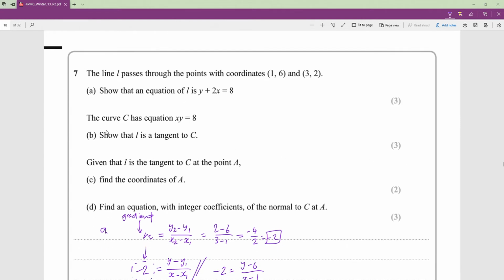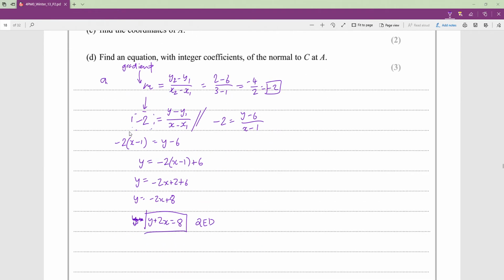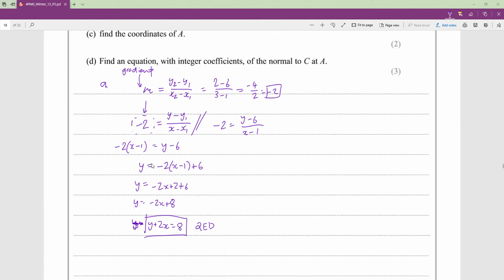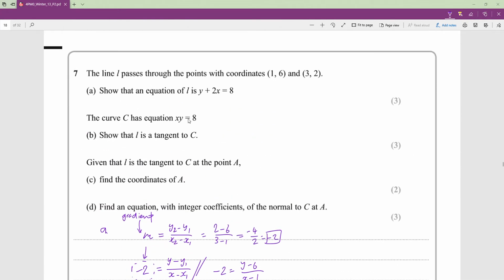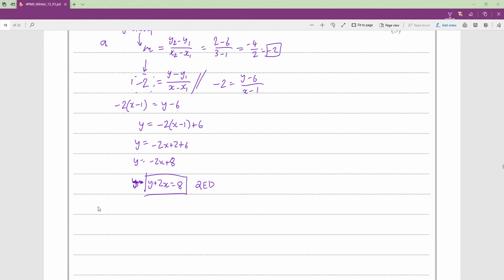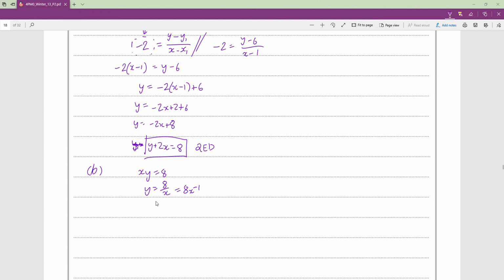Okay, so to show that L is a tangent to C, you would first want to show that at the point they intersect, they have the same gradient. So if xy is equal to 8, then y is 8 over x, or 8x to the power of negative 1, which will be clear why I'm doing this, because we're going to differentiate it. dy over dx is minus 8x to the negative 2.